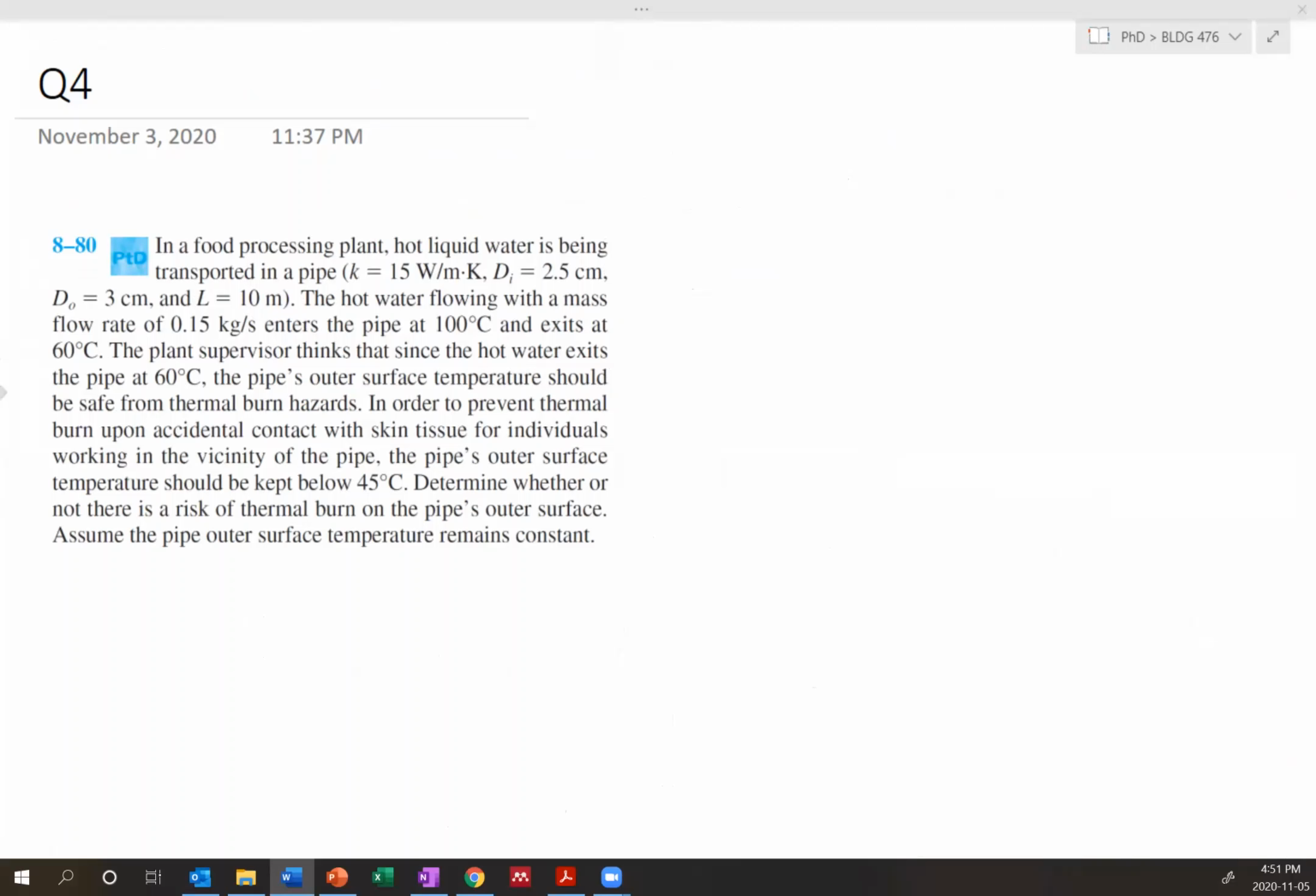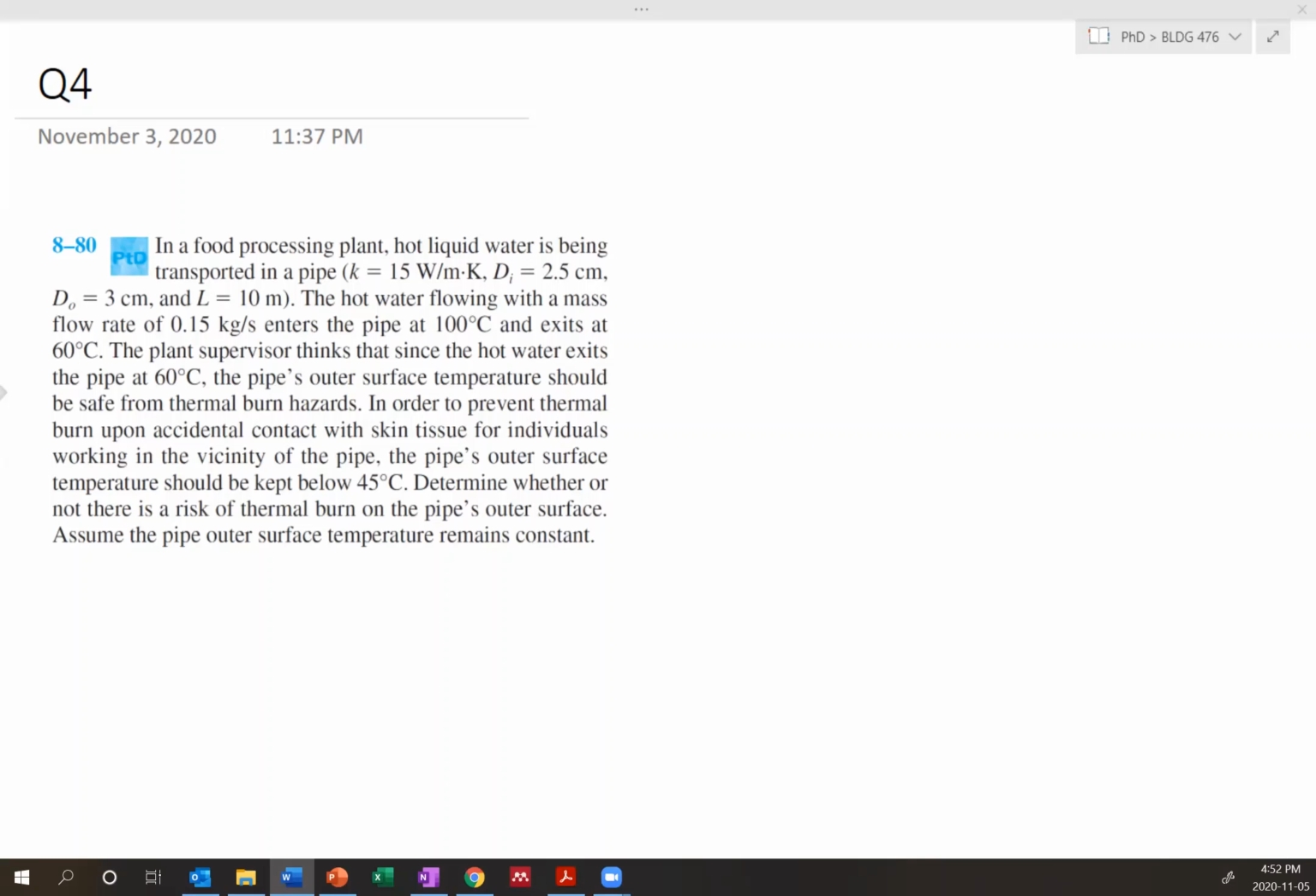So in a food processing plant, hot liquid water is being transported through a pipe. So this time we're given conductivity, inner and outer diameter and length. We know the mass flow rate, so we're given a little bit more things this time. We don't need to calculate as much, which is nice. We know it enters the pipe at 100, exits at 60. So now we're going to be able to use that bulk mean temperature.